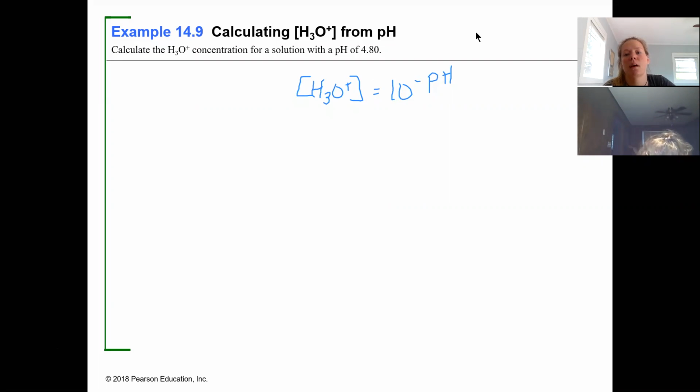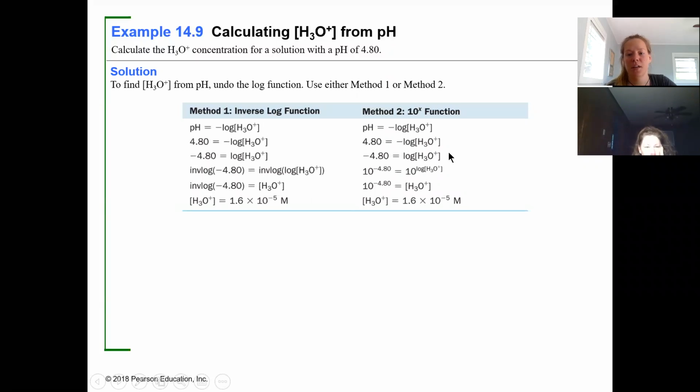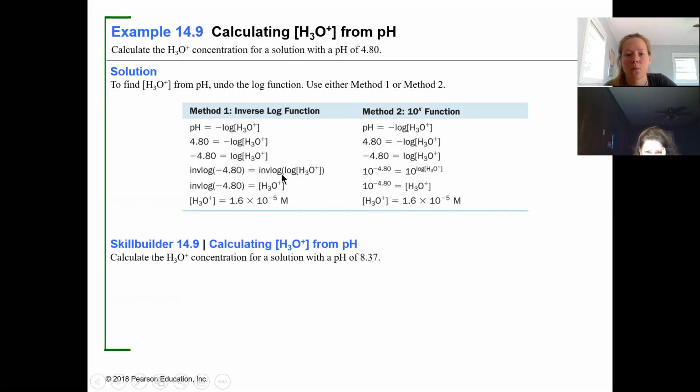Okay, so this one, well, there's all the equations that I gave you in that square. There's the pH, different methods you can go through. They did the inverse. I'm trying to figure out the H3O plus concentration, so they flipped the equation for us, but this is what we're doing here. So the H3O plus concentration will equal 10 to the negative 4.80. When you plug that in, you should get 1.6 times 10 to the negative fifth molarity.